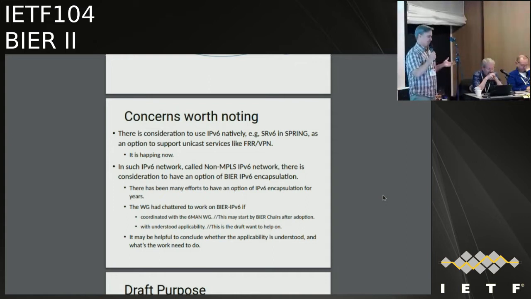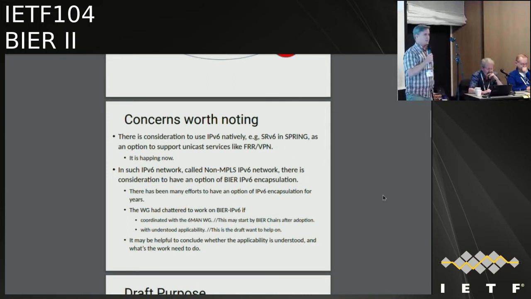And if that does happen, either now or later or ever, then there's probably some coordination that you'll need to do with the 6-man working group and maybe other working groups, I'm not sure. But we're determined to help the working group understand the applicability of this area.